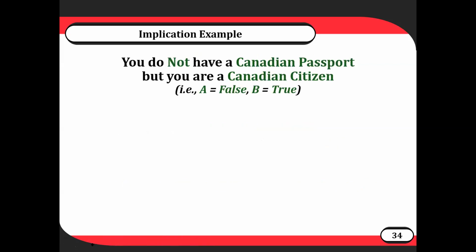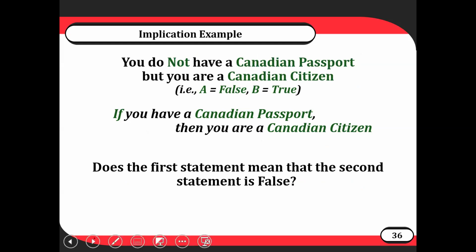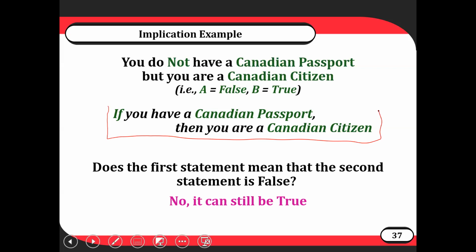So if you do not have a Canadian passport, but you are a Canadian citizen, so A is false and B is true, then our law is if you have a Canadian passport, then you are a Canadian citizen. So did we break the law here by this statement? I'm a Canadian citizen. I don't have to have a passport, right? I can be a Canadian citizen and not have a Canadian passport. That's okay. So I haven't broken any laws in this case. So does the first statement mean that the second statement is false? Well, the answer to that is no. It can still be true that if you have a Canadian passport, then you are a Canadian citizen. There's nothing false about that.